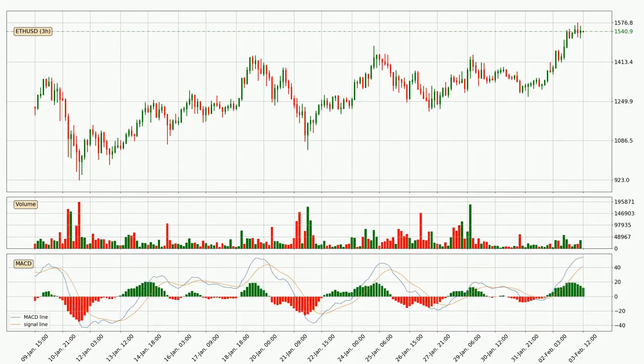Looking at the 3-hourly MACD, the MACD line is above the signal line, which shows that the current trend is on the upside. However, the MACD histogram shows that the momentum is currently shifting to the downside, and it could be expected that the price will consolidate, and it is better to wait and see if the MACD line will cross the signal line, which will be bearish.